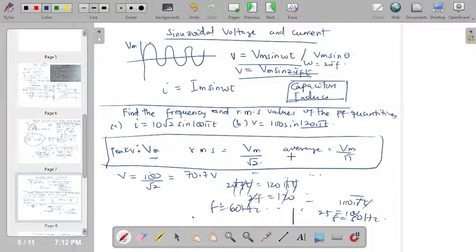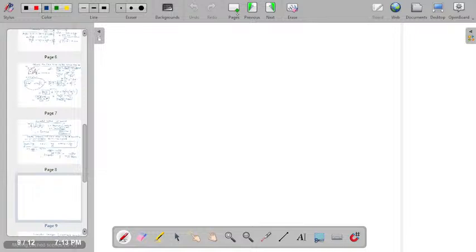Now, finally, let's go through harmonics. Then we end this section of our AC. We will continue with power and other stuff in our subsequent tutorials. So, harmonics.